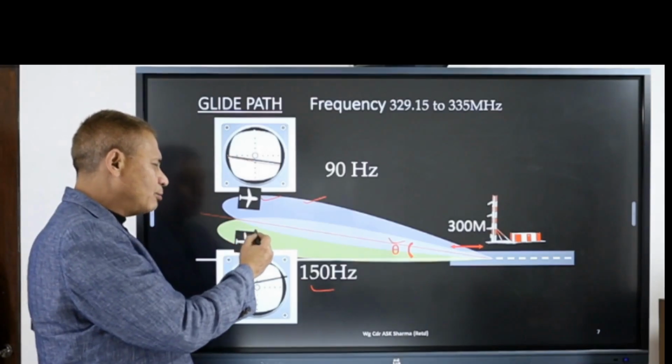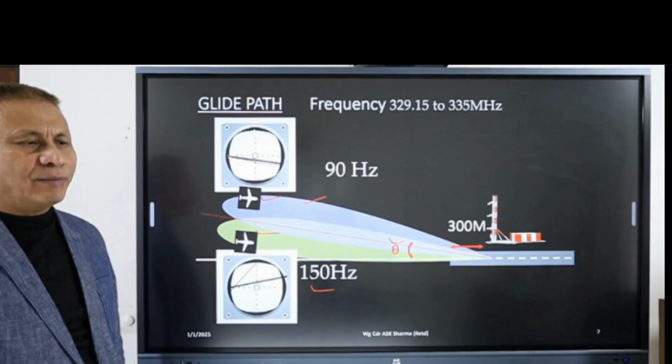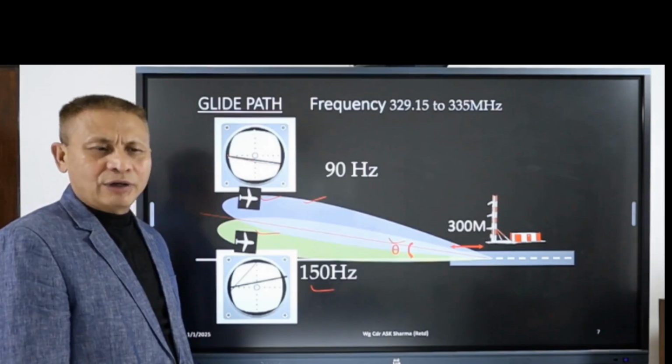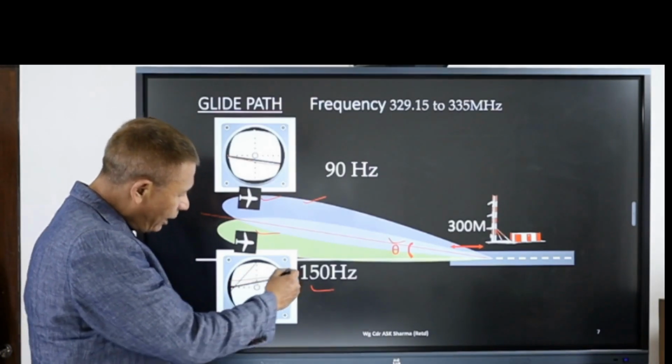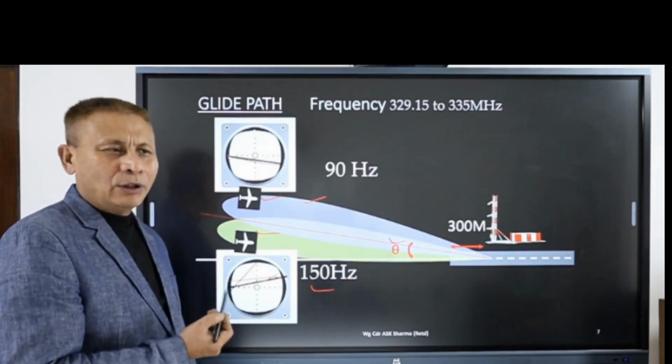Whenever the aircraft is below the desired glide path, he will receive more of the 150 Hz modulated signal, and the indicator on the aircraft will indicate up like this, telling the pilot to go up so that he comes onto the correct glide path.